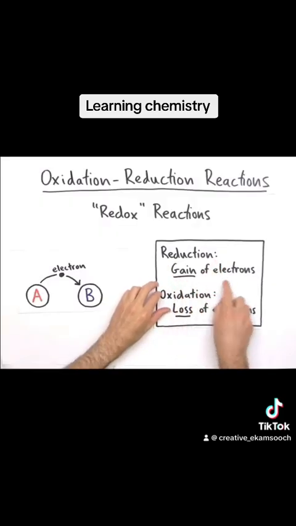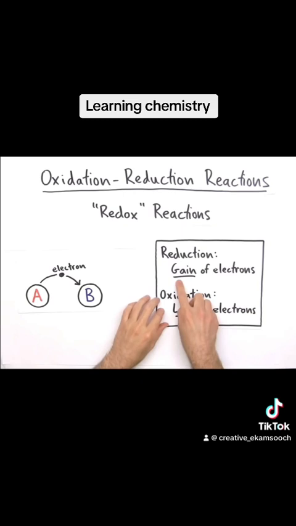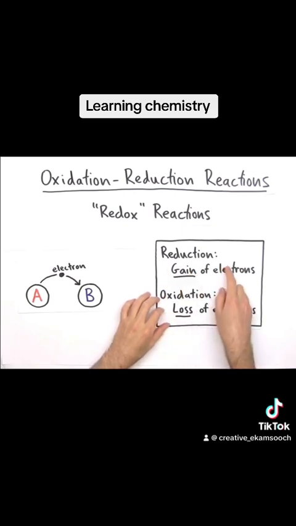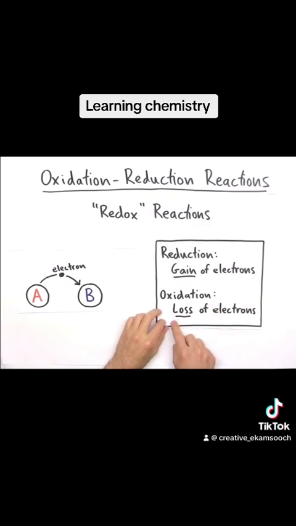Reduction is a gain of electrons. I know this seems kind of confusing because usually when you have a reduction of something, you have less of it. We'll talk later about why a gain of electrons is called a reduction. But anyway, reduction, gain of electrons, and then oxidation, which is a loss of electrons. So we've got reduction and oxidation.